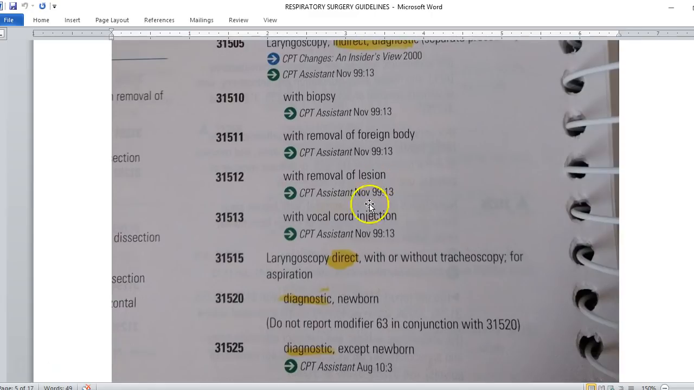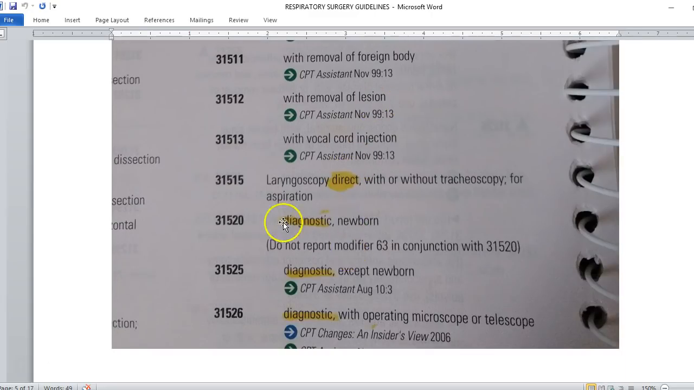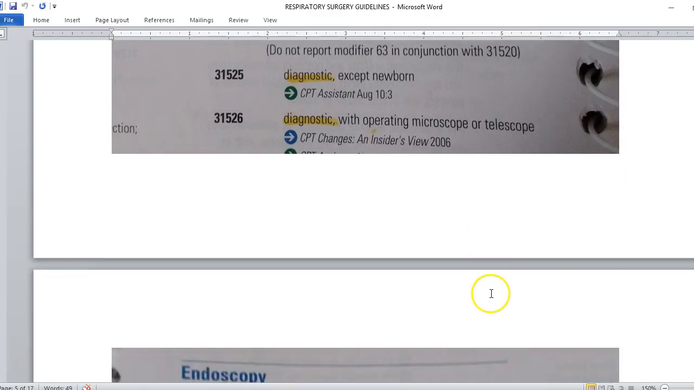So we have indirect, we have direct, and we even have one for newborn, and be careful. A lot of times when the code descriptor uses the word newborn, we can't use modifier 53 with it. So always be looking out for those types of notations. And look right here, we have a diagnostic with operating microscope or a telescope. So it's one code, it's not a separate code that we have to add on if we use an operating microscope or telescope.